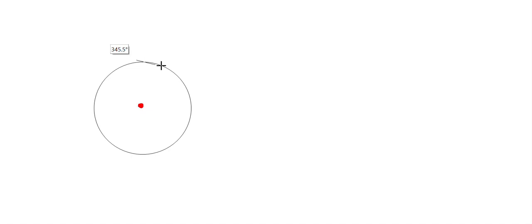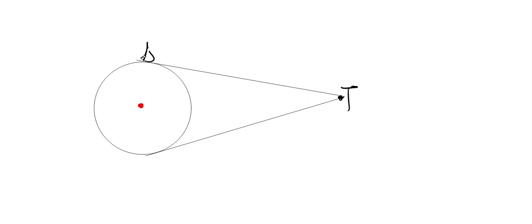Okay. So here we have the circle. This is the center of the circle. The tangents drawn from this external point. So let's say this is T, A, B. First, the two tangents are equal in length. TA must be equal to TB according to the theorem. And they must subtend equal angles at the center of the circle.